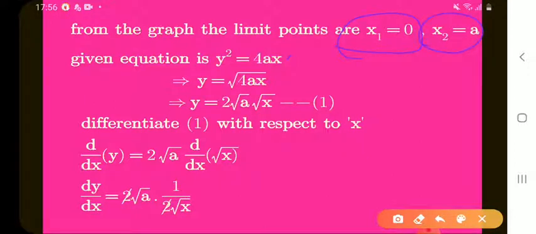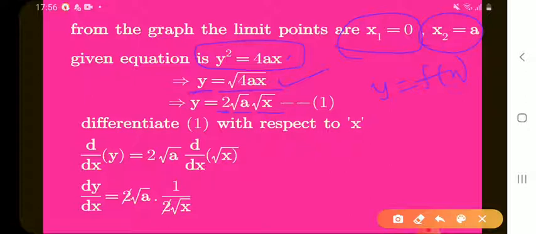Next, the given equation is y square equals 4ax. That means I write it in the form y equals f of x, but here we have y square, so I take root on both sides. That implies y equals root 4ax. Root 4 means 2, root a means root a and root x. This is the value of y from the given equation.